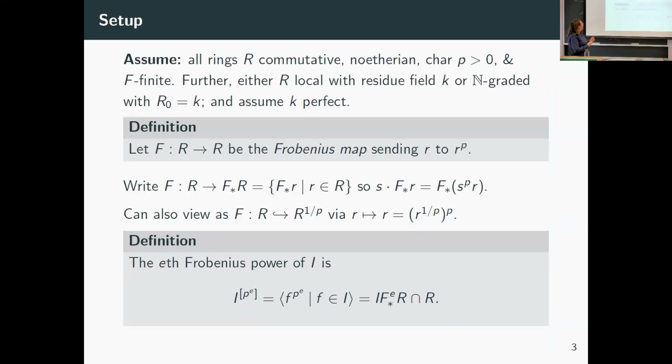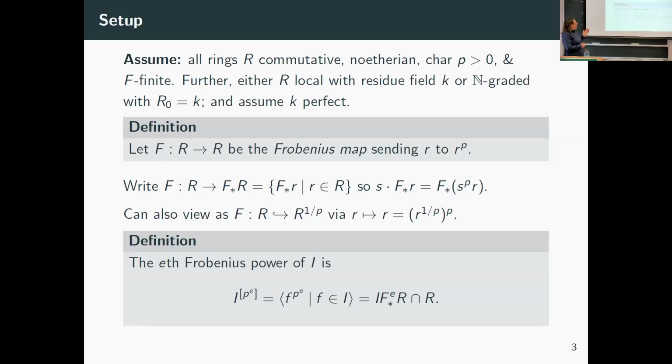So to start out, there's a whole lot of words up here, but what I want you to be visualizing is you have your favorite finite field or maybe an algebraically closed field of characteristic P, and you're going to take a polynomial ring over that, mod your favorite ideal, localize at your favorite prime. This is the kind of ring we're going to be working with.